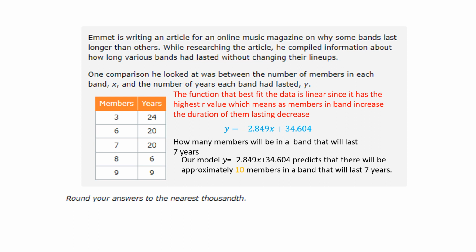Now with that being said, I can put everything in a complete thought. Our model y equals negative 2.849x plus 34.604 predicts that there will be approximately 10 members in the band that will last 7 years. I did all 5 steps just like that. So you will have to do the same exact thing. This is what you have to do.